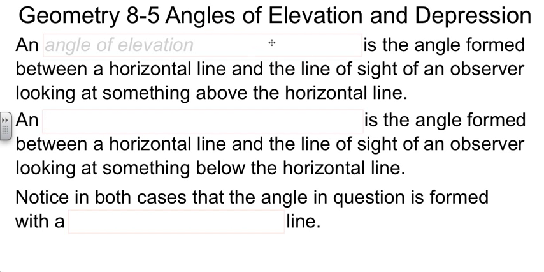In the case of an angle of elevation, it's the angle that you have to look through to look up at something. It's going from a horizontal line straight out from your eyes up to whatever it is you're looking at that's above you.